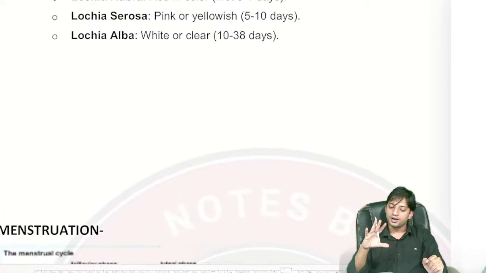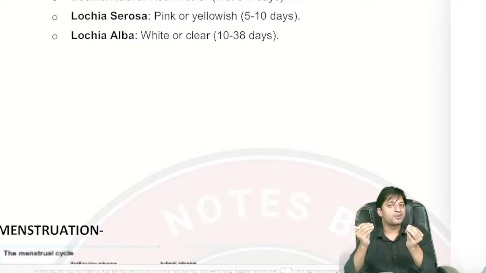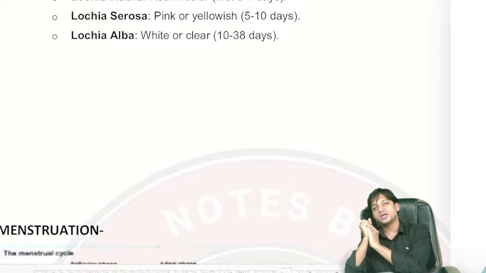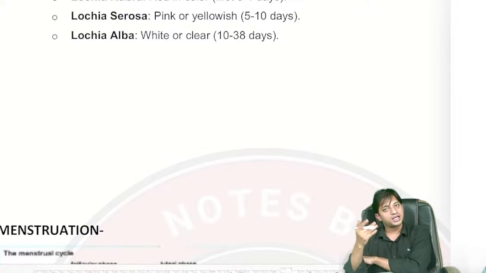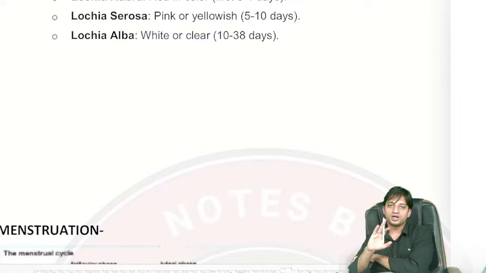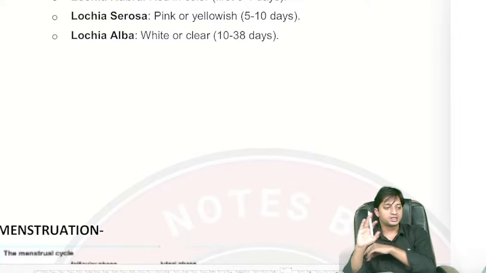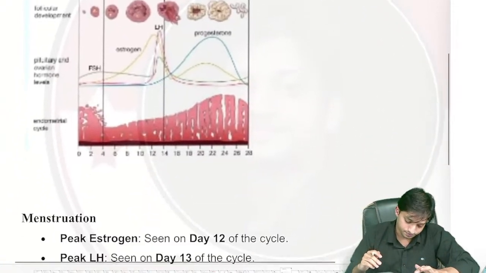Lochia serosa is pink or yellowish because of a small amount of blood and serous fluid, so a pinkish to yellowish color, lasting 5 to 10 days. Then the lochia alba, alba signifies white in color, coming between 10 to 38 days, right? Finished.